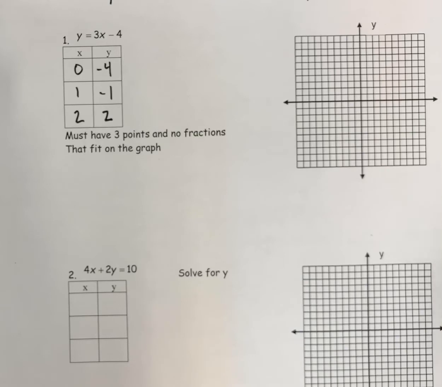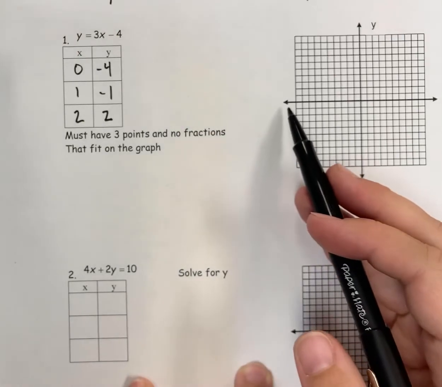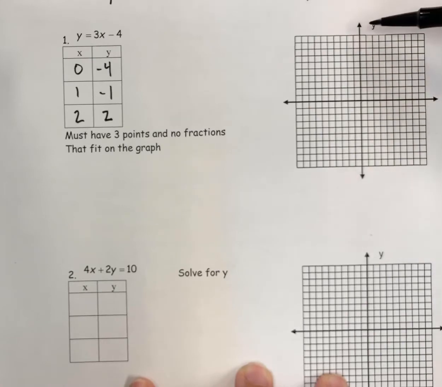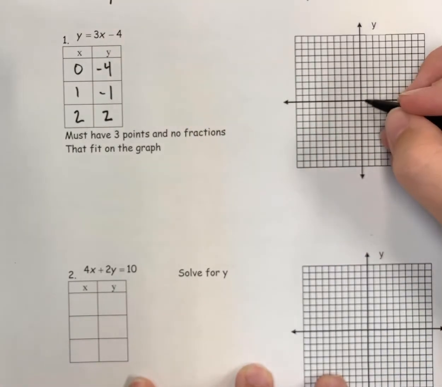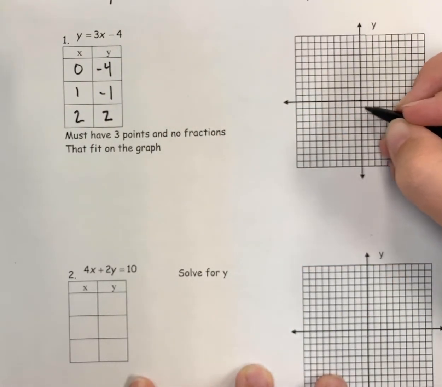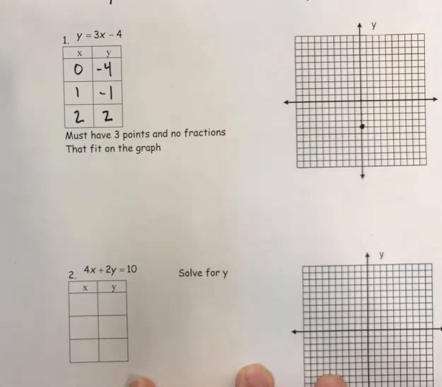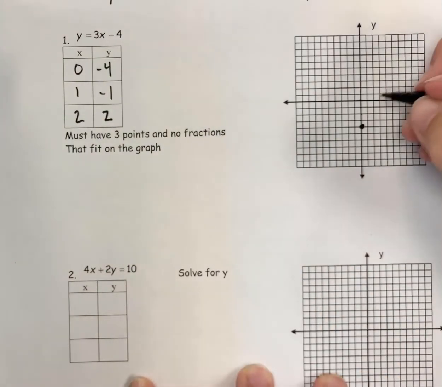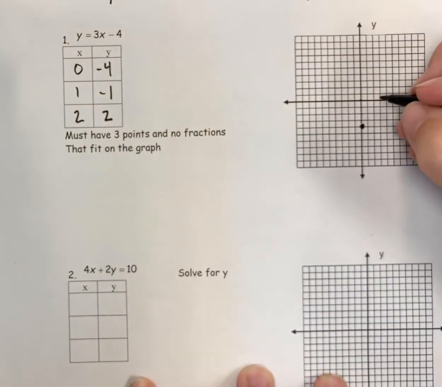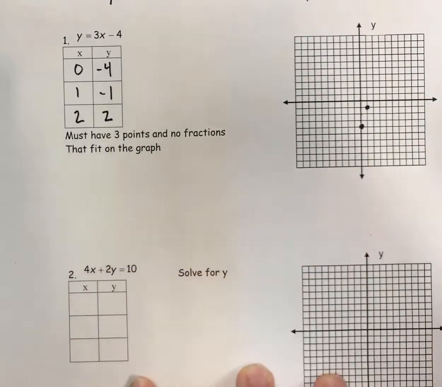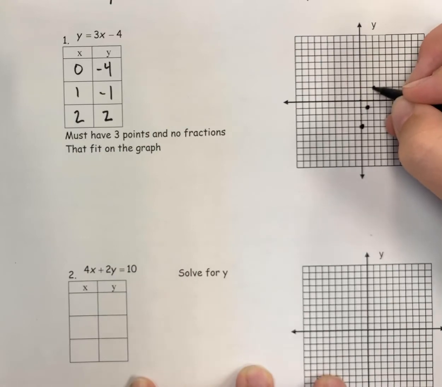So the next step is to plot those 3 points. So remember, the x value is going to be on the horizontal. The y value is the vertical. So if we're doing an x value of 0, we want to start at 0. And then the y value is negative 4, so you're going to go down 1, 2, 3, 4. So there's your first point. Then we have 1, negative 1. So we want to go to the right 1, because that's our x value, and then down 1 for the y value. Then we have 2, 2. So you want to go to the right 2, up 2.